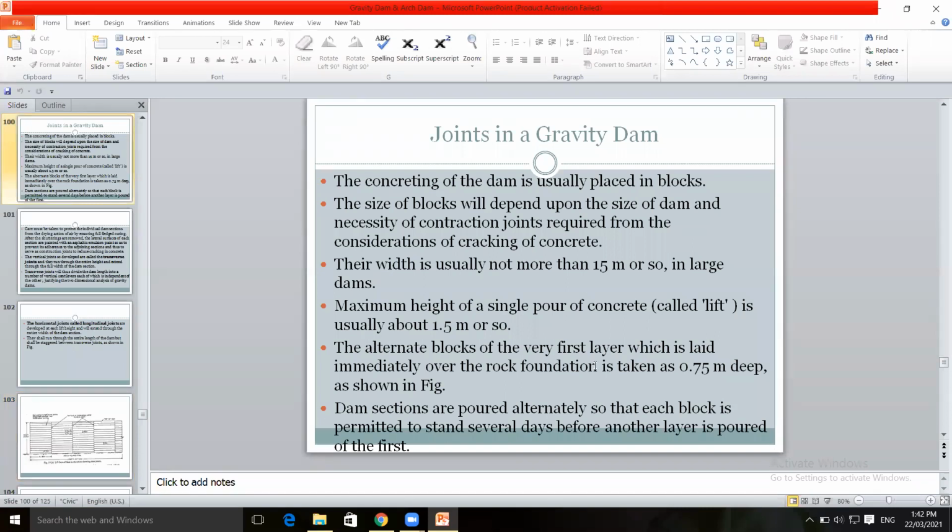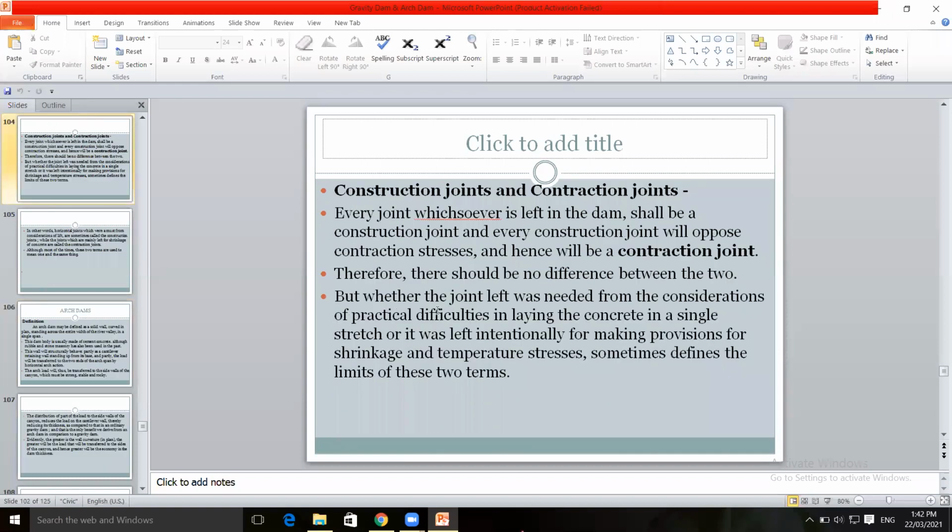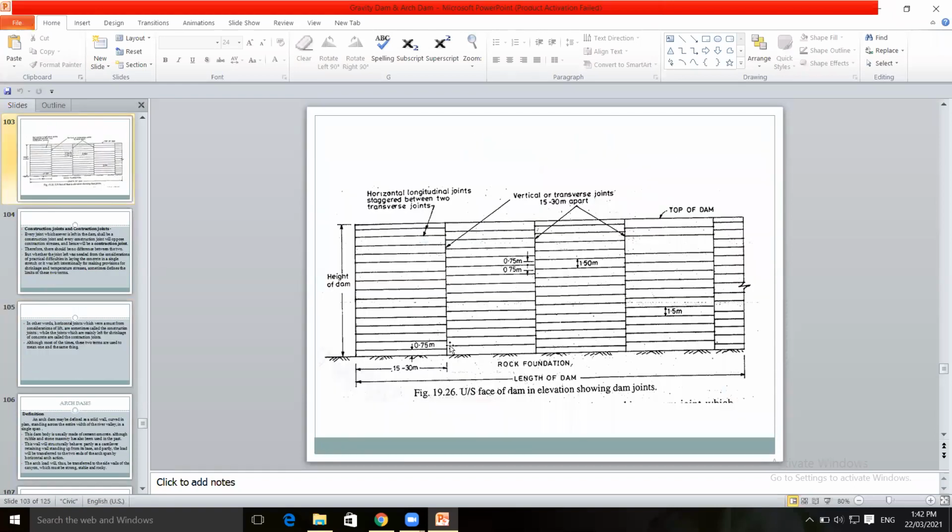So the alternate blocks of the very first layer, which is laid immediately over the rock foundation, at a distance of 0.75 meter. In this diagram, see, a joint is given at 0.75 meter above the rock foundation. The first horizontal longitudinal joint is provided there.